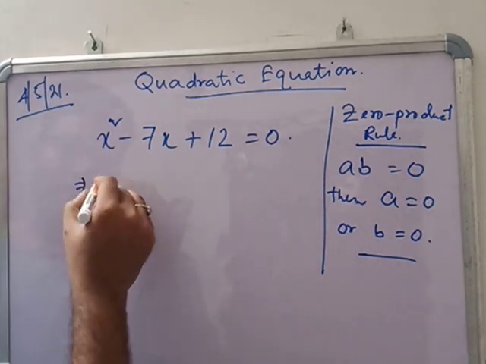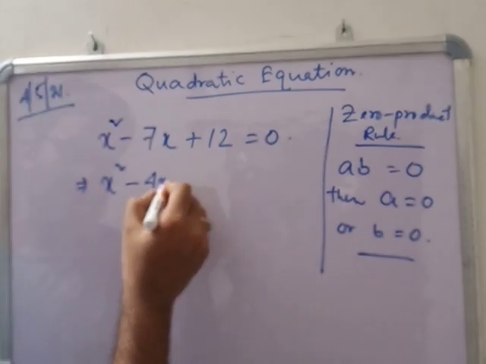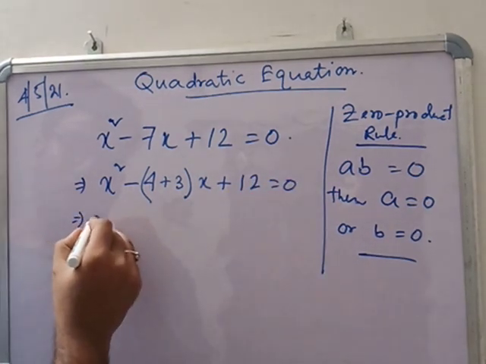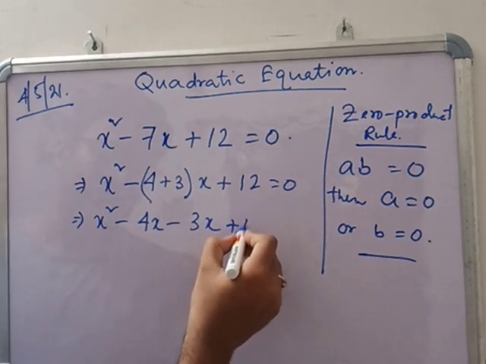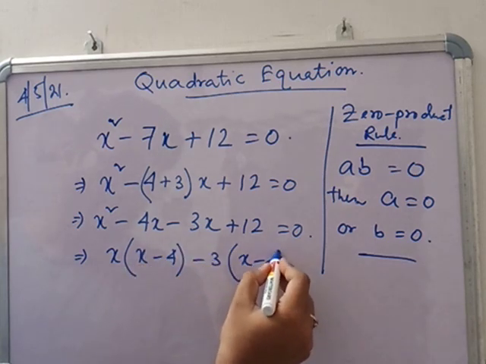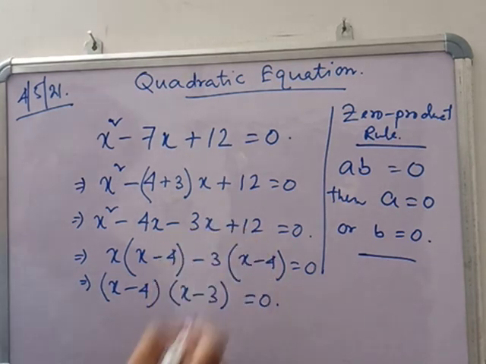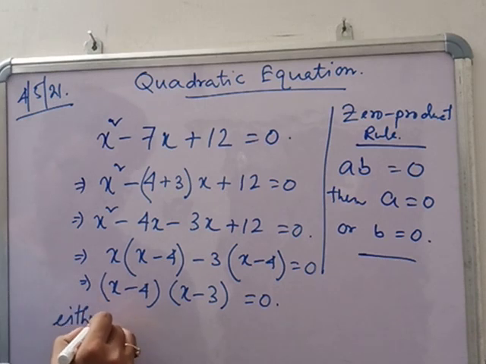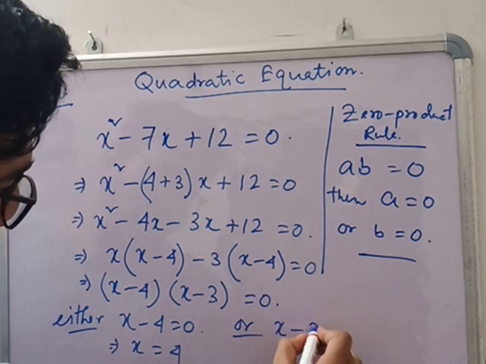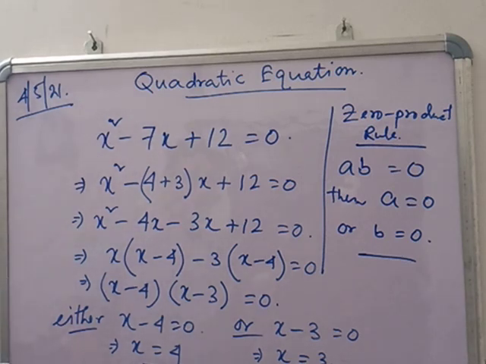So if we apply it here, x square minus 7x plus 12, the middle term factor is 4 into 3, 12, and 4 plus 3, this is 7. So x square minus 4x minus 3x plus 12 equals to 0. x common, x minus 4; 3 common, x minus 4. So x minus 4 common, x minus 3 equals to 0. That means either x minus 4 equals to 0, which implies x equals to 4, or x minus 3 equals to 0, which implies x equals to 3. So the two roots of this equation are x equals to 4 and x equals to 3.